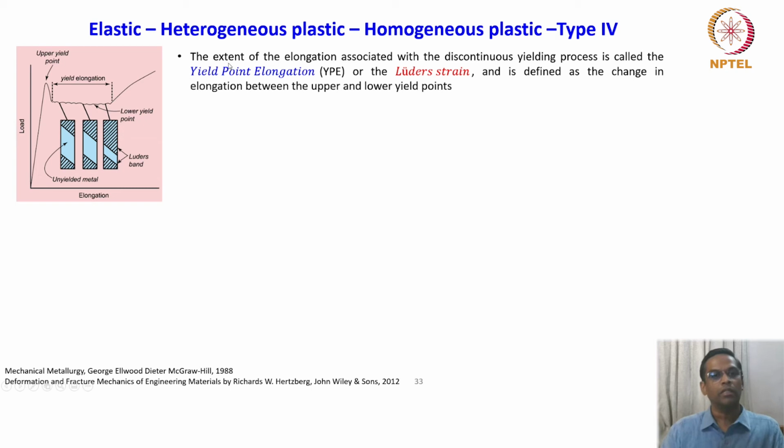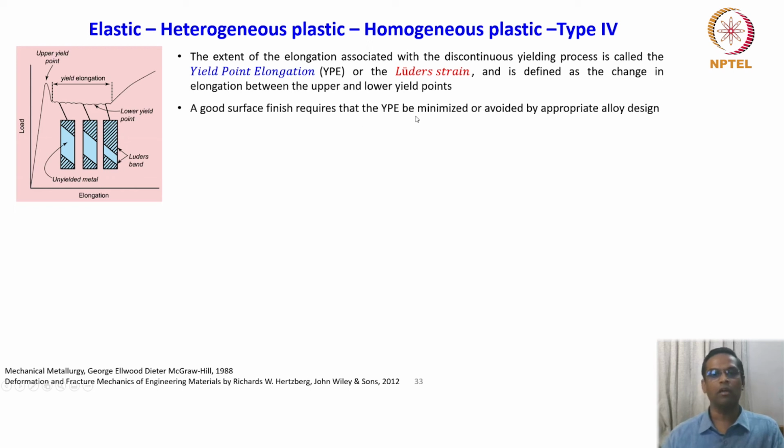Okay. The extent of elongation associated with the discontinuous yielding process is called yield point elongation, or the Luder strain. So this complete strain is the Luder strain, and it is identified as the change in elongation between upper and lower yield points. A good surface finish requires that the yield point elongation be minimized or avoided by appropriate alloy design.